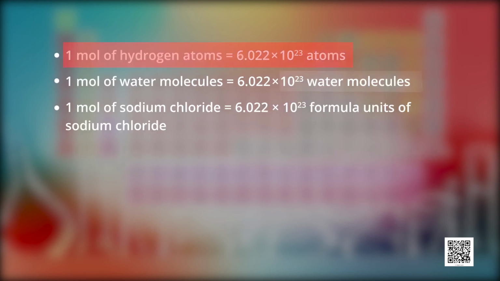1 mole of hydrogen atoms is equal to 6.022 into 10 raised to the power of 23 atoms. Or we can say 1 mole of water molecules is equal to 6.022 into 10 raised to the power of 23 water molecules. In the same manner, 1 mole of sodium chloride is equal to 6.022 into 10 raised to the power of 23 formula units of sodium chloride.